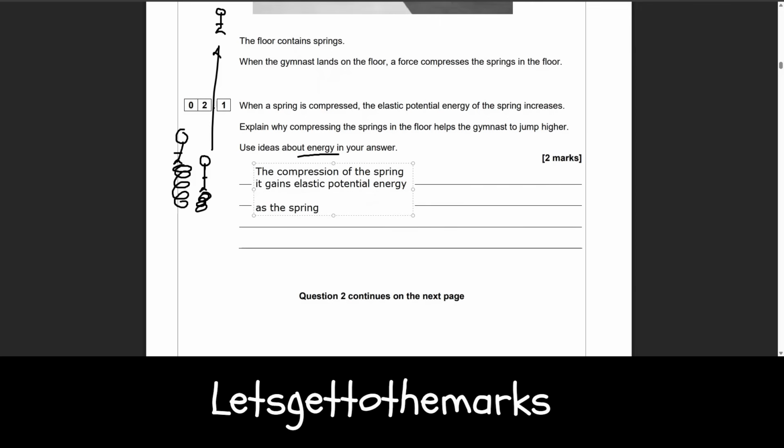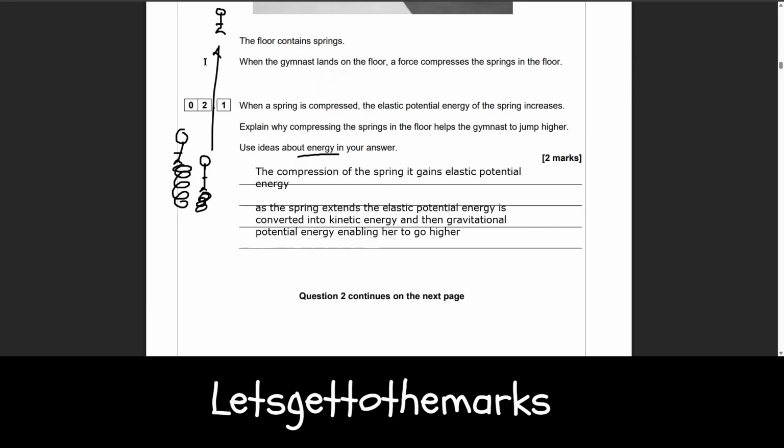As the spring extends, that's the opposite of compress, what is the elastic potential energy converted into? The elastic potential energy is converted into kinetic energy and then gravitational potential energy, enabling her to go higher. So as the spring extends, that energy is converted into kinetic energy, which moves her up into the air, and she gains gravitational potential energy. So we just talked about the energy transfers that take place.